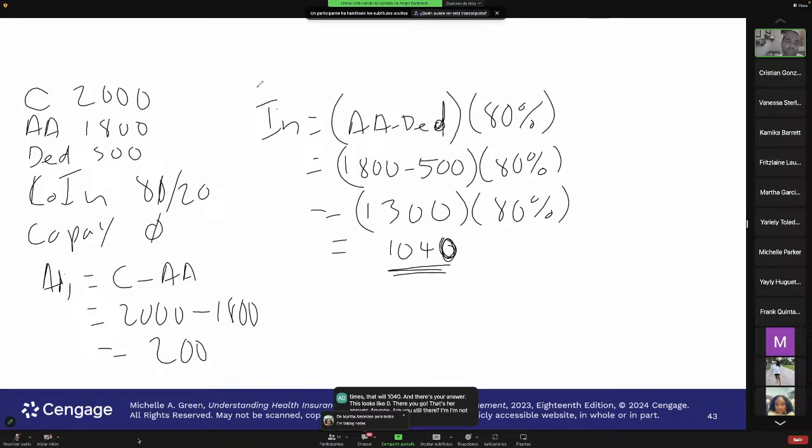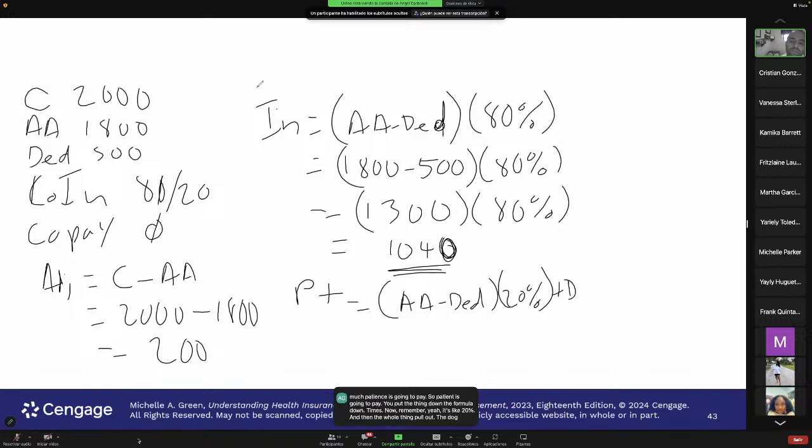Now, the next part will be how much a patient is going to pay. So the patient is going to pay, you put the formula down: allowed amount minus deductible times, now remember, it's that 20%. And then the whole thing plus deductible plus copay. So you plug in the numbers, and we have the same 800 minus the deductible of 500 times 20%. Then the whole thing plus the deductible that we said was $500 and plus 0 of copayment.